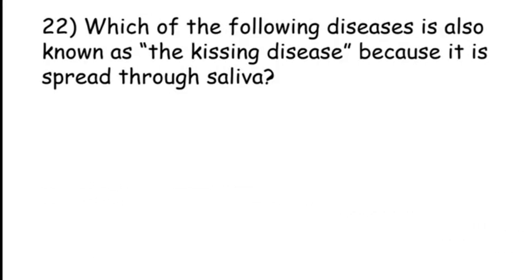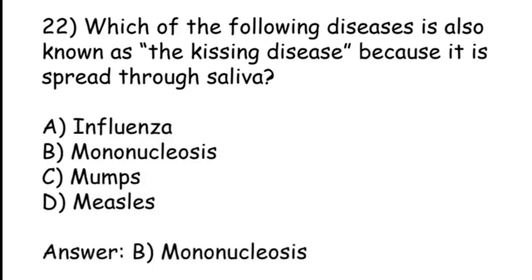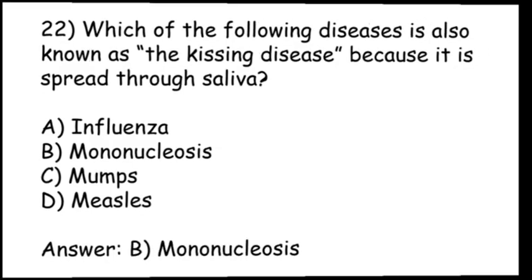Which of the following diseases is also known as the kissing disease because it is spread through saliva? Influenza, mononucleosis, mumps, measles. The correct answer is option B, mononucleosis.